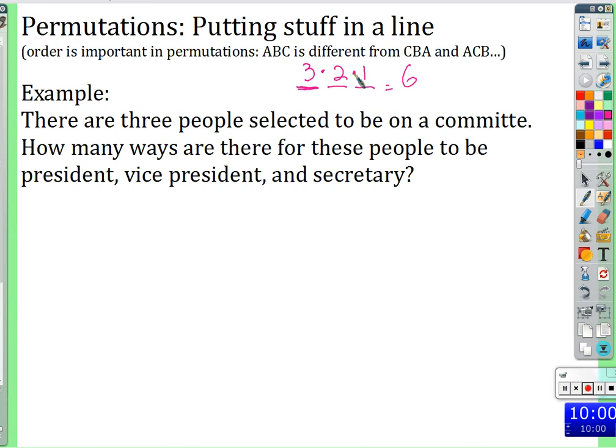Okay. So there's three people, they're selected to be on a committee. This committee has three positions: president, vice president, secretary. How many ways are there for these three people to be president, vice president, and secretary?